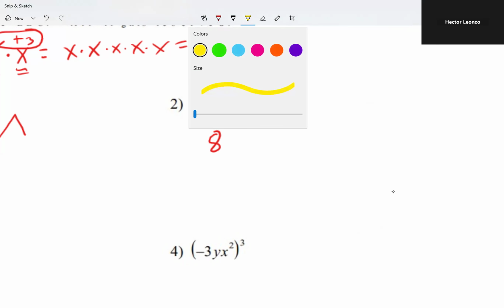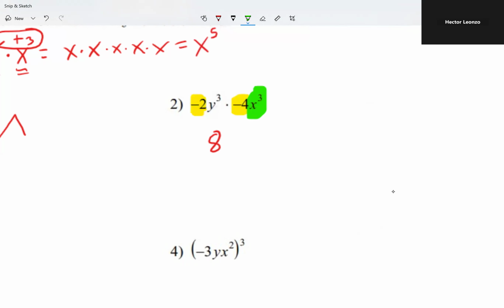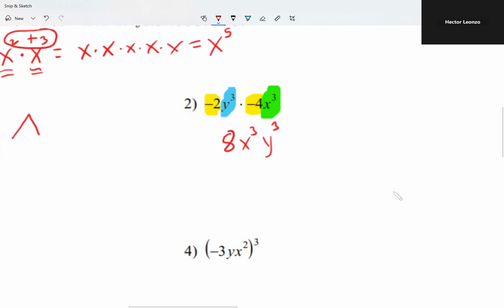Letter-wise, I'm going to look at the x terms only. That's the only one I have, so x to the third. And then let me take a look at the y's. That's the only y that I have, so it's y to the third. So that's simple. If I had more than one x, remember, add the exponents. If I had more than one y, add the exponents.